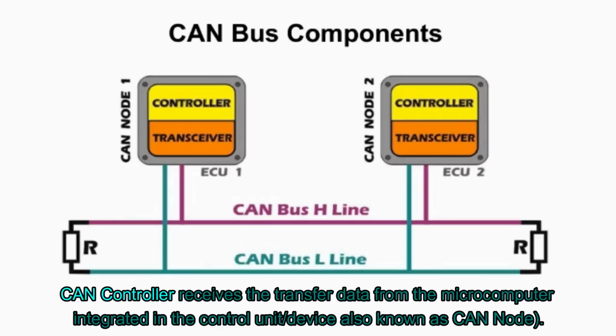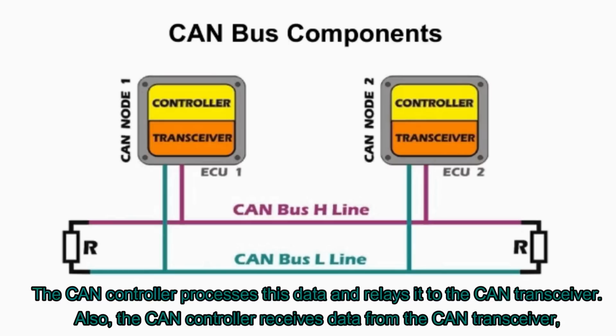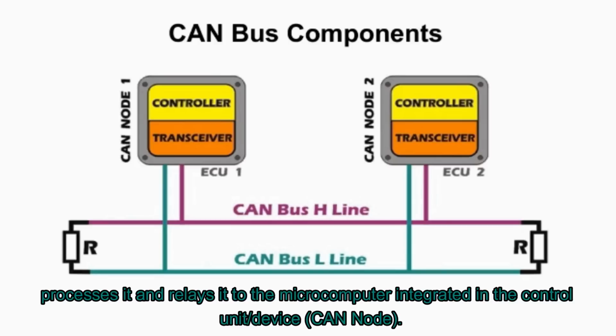CAN controller receives the transfer data from the microcomputer integrated in the control unit, device, also known as CAN node. The CAN controller processes this data and relays it to the CAN transceiver. Also, the CAN controller receives data from the CAN transceiver, processes it and relays it to the microcomputer integrated in the control unit, device, CAN node.